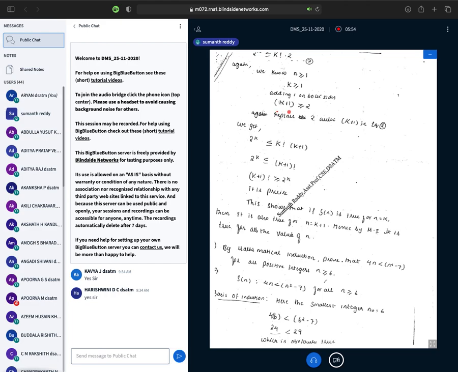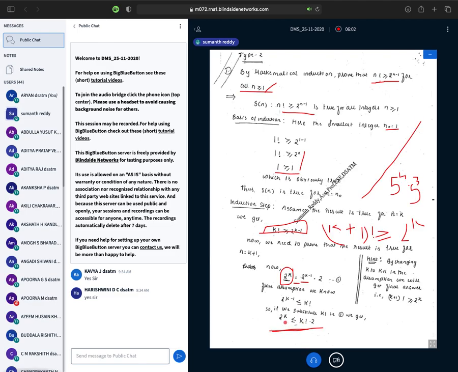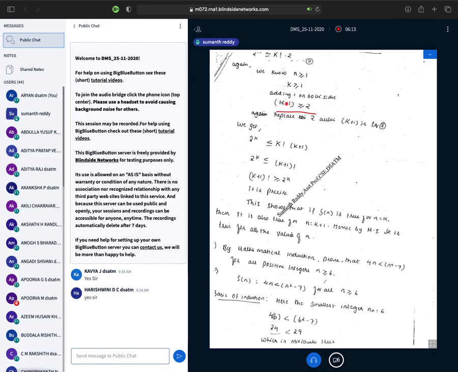Okay, so now k plus 1 is greater than or equal to 2. Already, what I had in the previous page, if you observe, is 2 power k is less than or equal to k factorial into 2. But now I will replace this number 2 with k plus 1. This 2 is exactly not equal to k plus 1, but I know that k plus 1 is greater than or equal to 2.